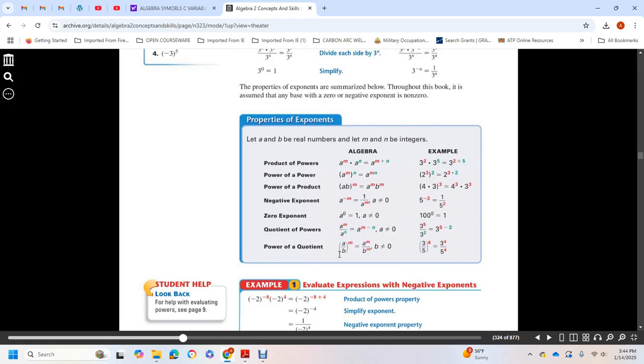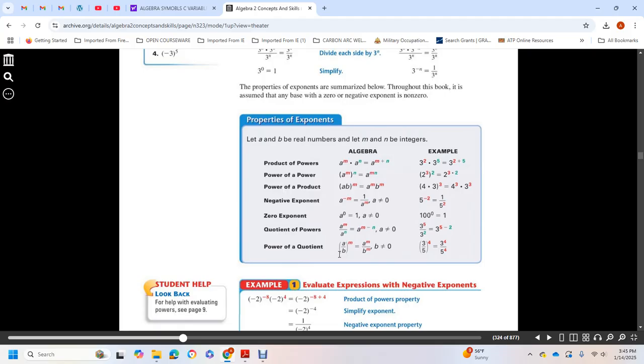Let a and b be real numbers. Let m and n be integers. Product of powers: a to the m times a to the nth equals a to the m plus nth power. Power of a power: a to the m, to the nth, equals a to the m times nth. Power of a product: ab to the mth equals a to the m times b to the m. Negative exponent: a to the negative m equals 1 over a to the mth, if a is not equal to 0.